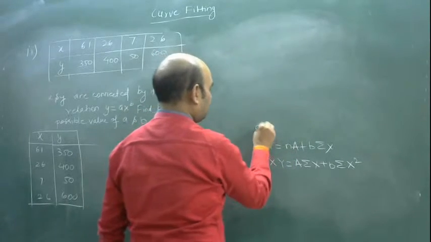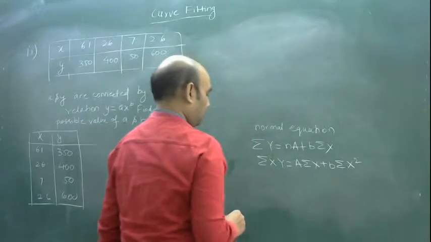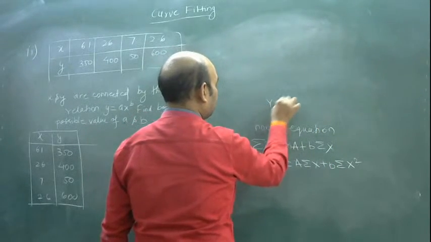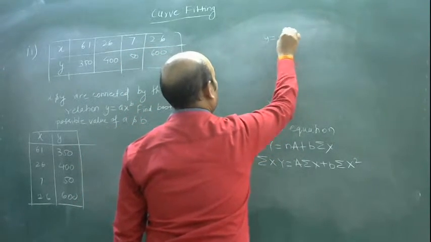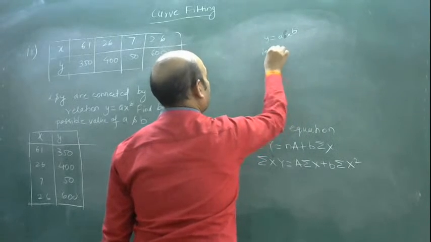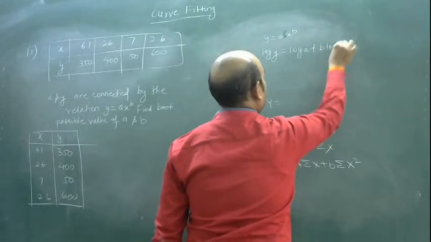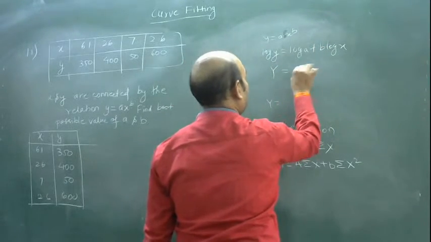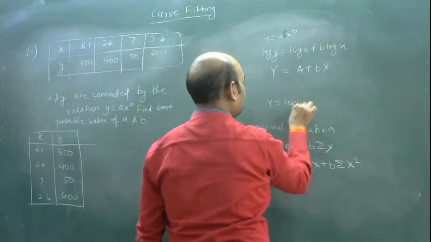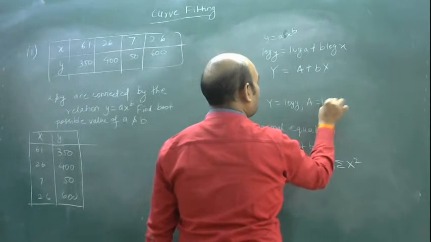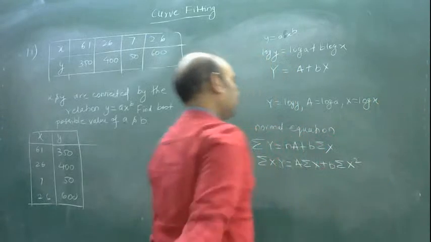Okay, normal equation. Where y is equal to a x to the b, so again we do what is given. Taking log, log y is equal to log a plus b log x, and this is capital Y is equal to A plus b into X. Y is log y, capital A is log a, and capital X is log x.